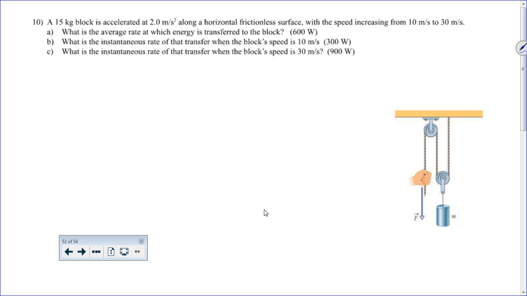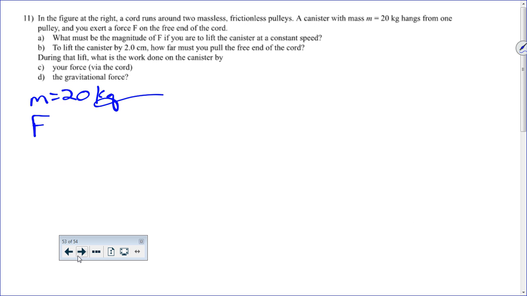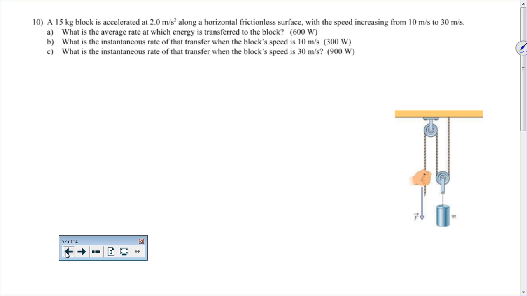All right, so the problem tells us that this has a mass of 20 kilograms. So that means that the force of gravity on this thing is going to be 196 newtons, right? Just 20 times 9.8.